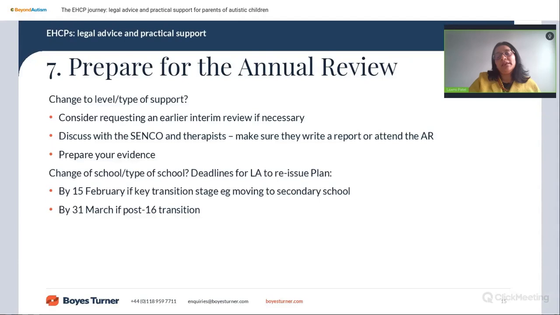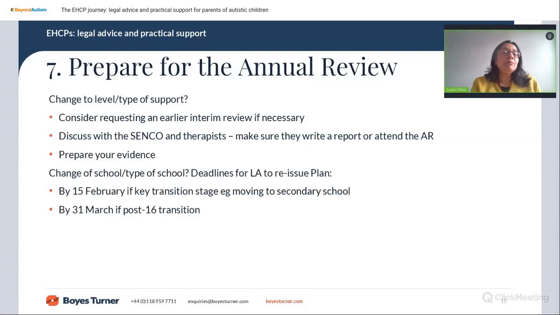So once you've got the EHCP, it will be reviewed at least annually, particularly if the child's over 5. If the child's under 5, then it will be reviewed more than once a year. But generally, it will be reviewed annually. So how do you prepare for an annual review?